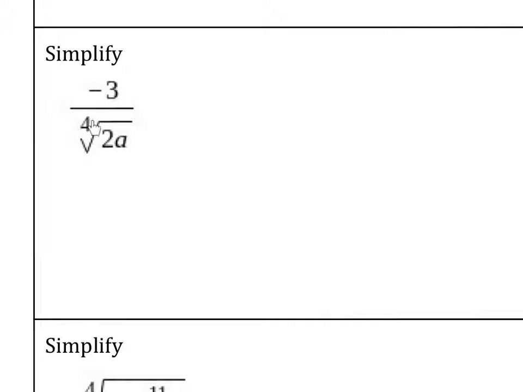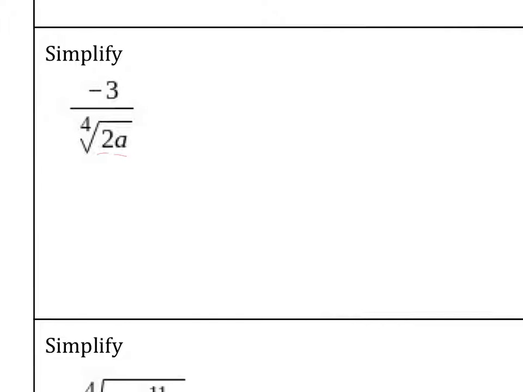When we have a higher root, then we need to be a little bit more clever. We need for this thing to turn into something that's a perfect fourth. So that means I'm going to need to multiply each part of this. I'm looking at this as if it's two separate things. I need to multiply each part of this by enough stuff to make it a perfect fourth.